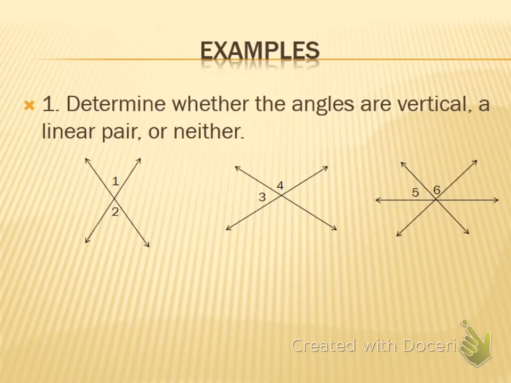In these examples, we are asked to determine whether the angles are vertical, a linear pair, or neither. So make sure you copy down these diagrams. Again, they don't have to be perfect. They should be similar to the ones we see here and also labeled the same way.